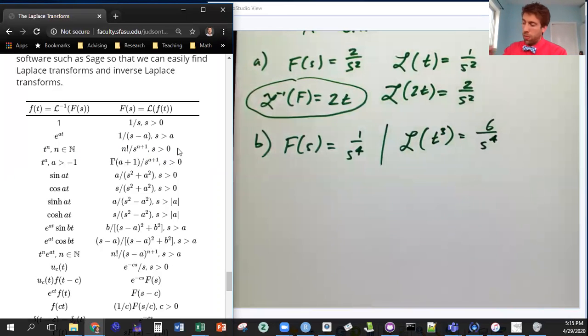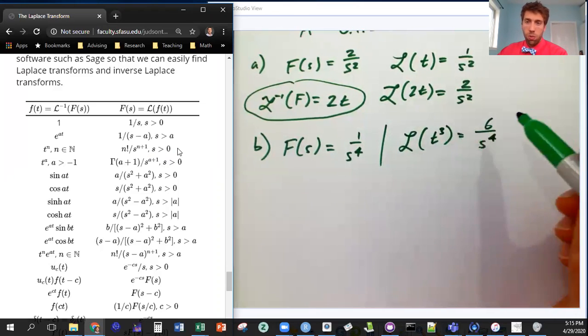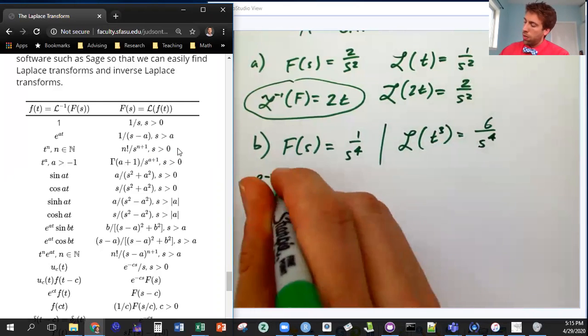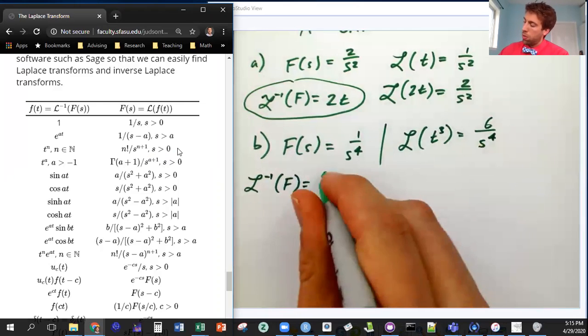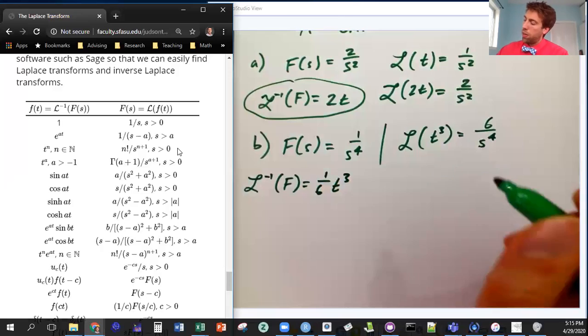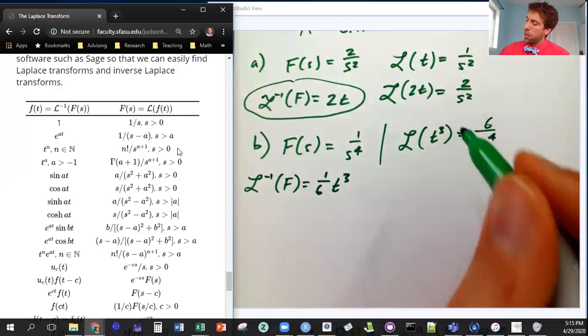Okay, now I don't want 6 over s to the 4th, I want 1/6 of that. So that means the inverse Laplace transform of F will equal 1/6 t cubed, because if I threw in a 1/6 here, it'll cancel out the 6. Okay?